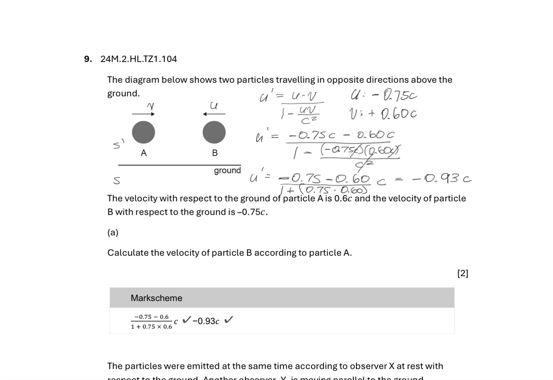So we have an equation for this. U prime equals U minus V over 1 minus UV over c squared. So we plug in all of our numbers, we eliminate the c's in the denominator, and when you work it all out, we get negative 0.93c, which agrees with the mark scheme.